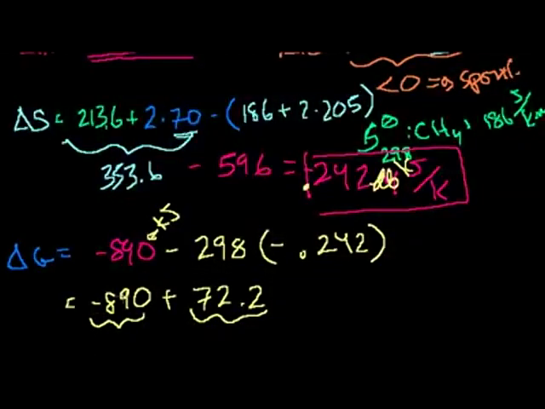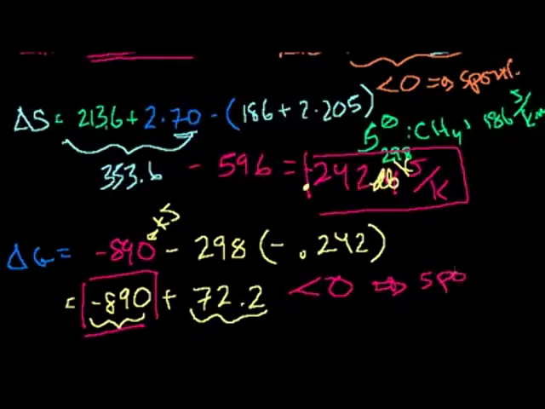So we can already see that the enthalpy is a much more negative number than our positive term from our temperature times our change in entropy. So this term is going to win out. Even though we lose entropy in this reaction, it releases so much energy that it's going to be spontaneous. This is definitely less than 0. So this is going to be a spontaneous reaction.